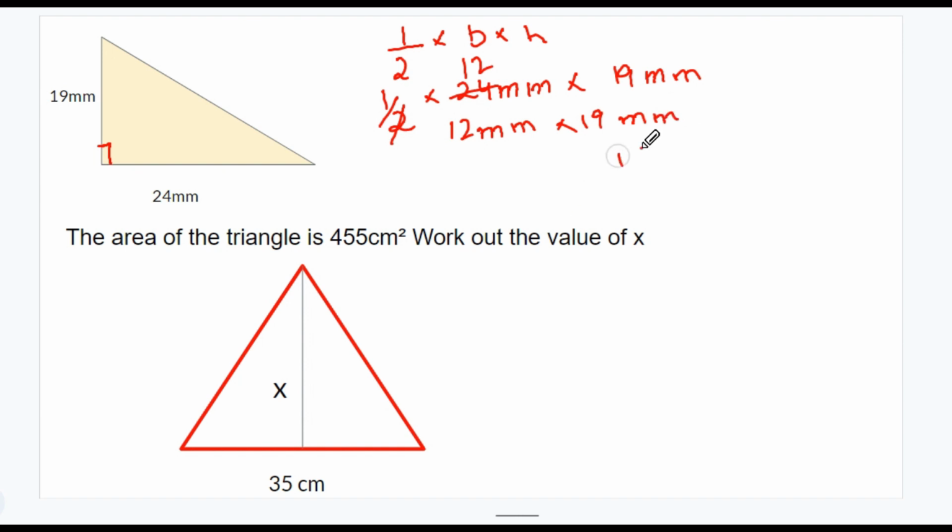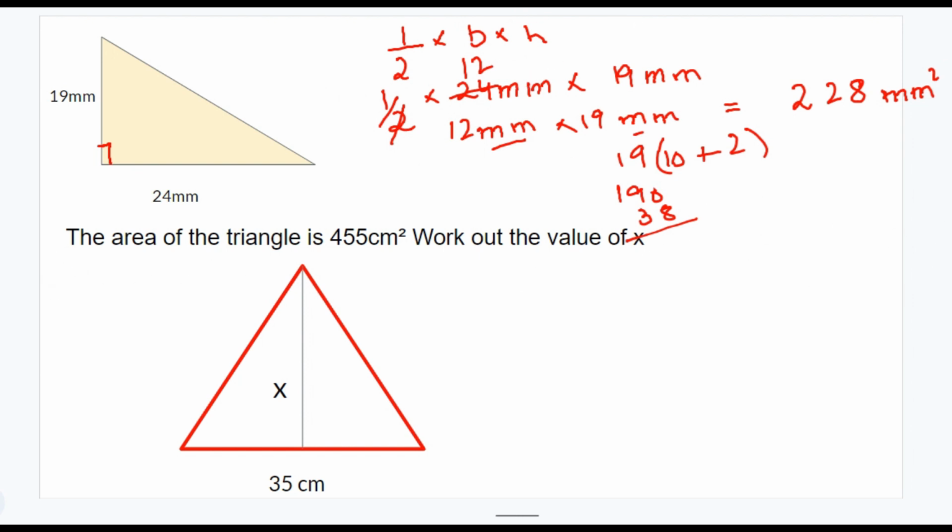So the same thing as I always ask you to multiply in this way. 10 times 19 is 190, 2 times 19 is 38. Just add them up and you will get your answer. 8, 9 plus 3 is 12, and this is 2. So 228 millimeters squared will be your answer, right? So now you know what is the area of your triangle. You have no problem in this.